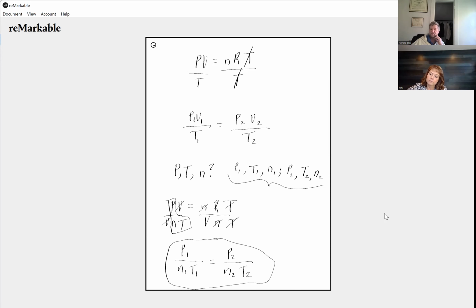But everything you need, get it on the left side of the equation. Everything you don't need, get it on the right side. And whatever's left on the left side, that's your gas law. Just add your subscripts 1 and 2. Pretty straightforward.